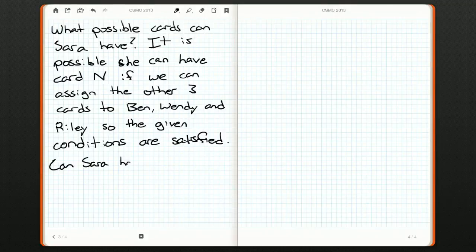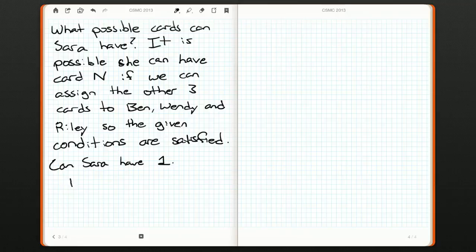Can Sarah have 1? Okay. There's not a whole lot of method to this. I mean, there's 3 other cards, so we ask, okay, could Ben have 2? Well, that's fine. Yeah, definitely Ben can have 2. Could Wendy have 3? No, because then Riley would need to have 2. Because remember, Wendy's card is 1 more than Riley's card.